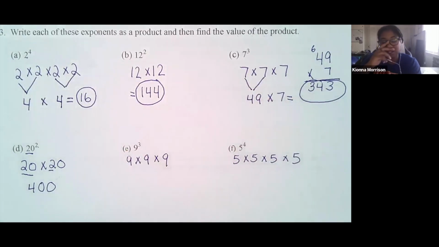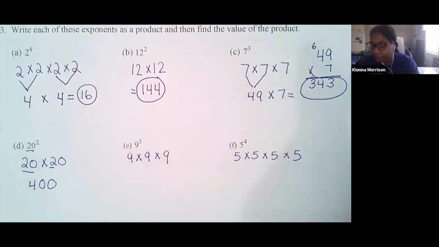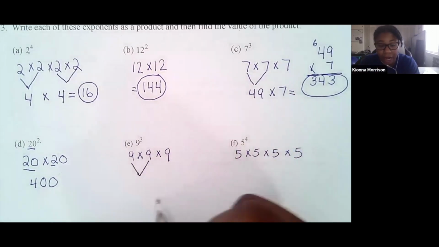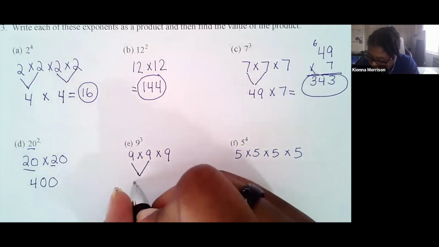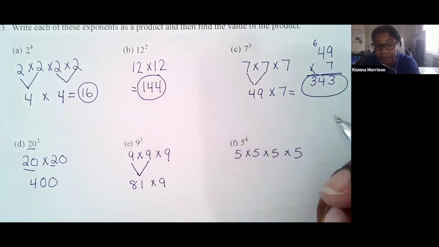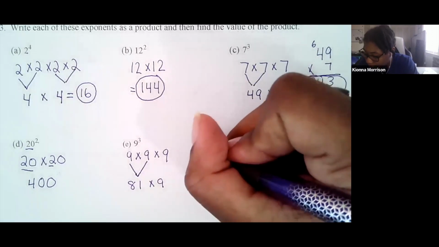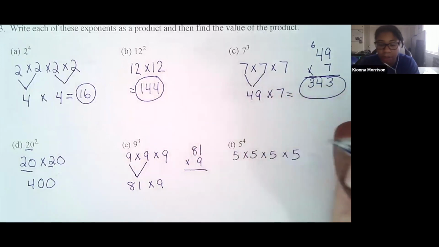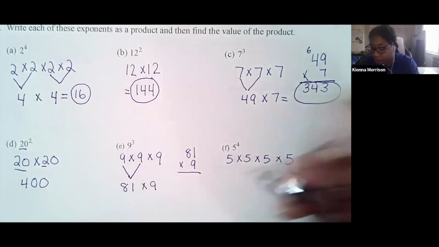If you've gotten to this part, wonderful. Now we'll go over solving it. I have 9 times 9, which is 81, times 9. Don't worry about ever having to do your algorithm. That's okay. You have tools in your toolbox to help you solve questions like this.